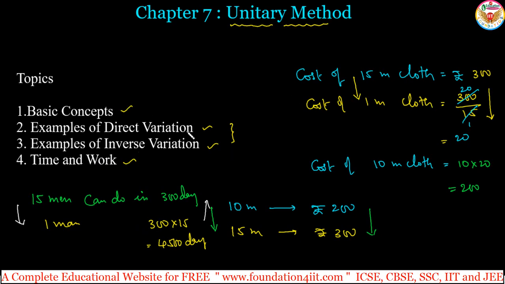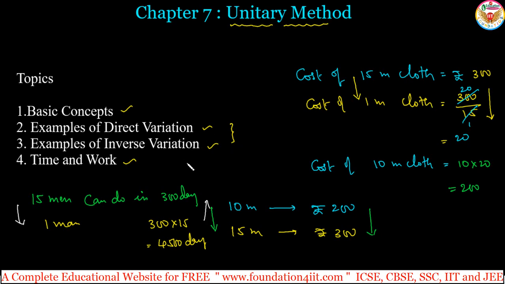Mostly in direct variation, you can get problems like: with more money, more articles can be bought. With greater speed, a larger distance can be covered in the same time. With fewer men, less work can be done; with more men, more work can be done.